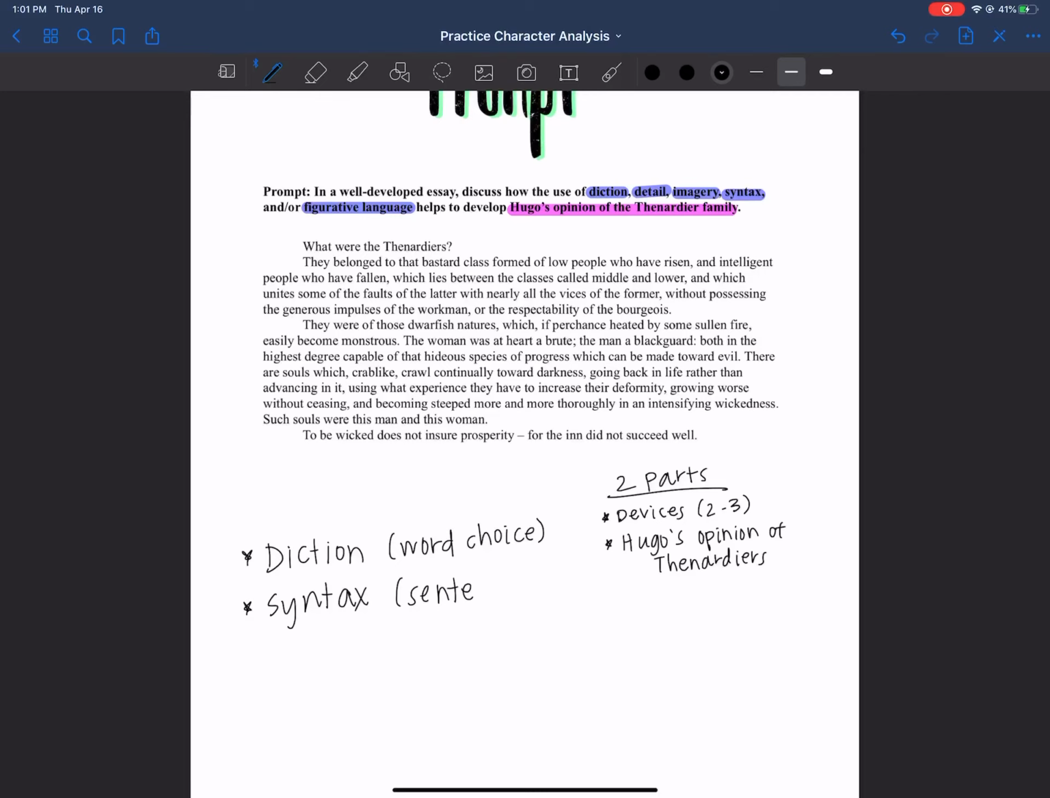Syntax very basically is sentence structure. Again, there's a little bit more to it, but for our purposes with this, it is sentence structure. So the length of the sentences, the punctuation, things like that. Again, if syntax is too difficult for you, and it probably is for most of you, that's totally okay. Pick something that you feel more comfortable with.